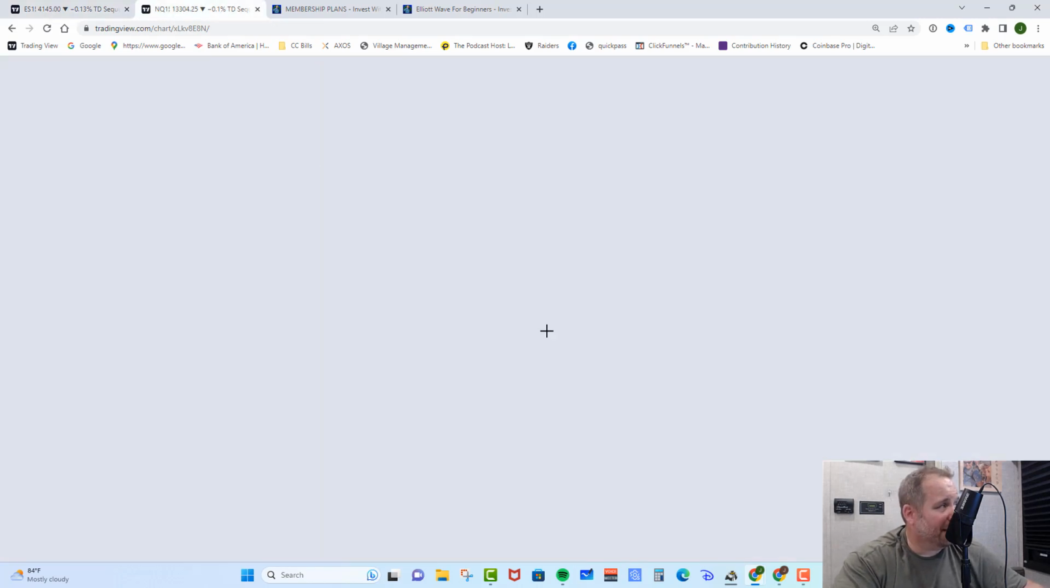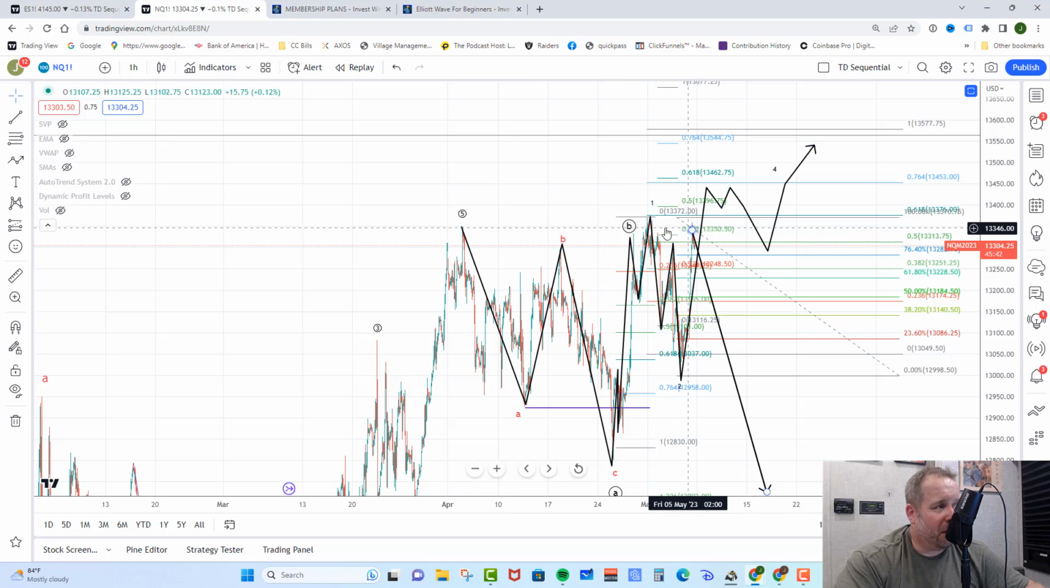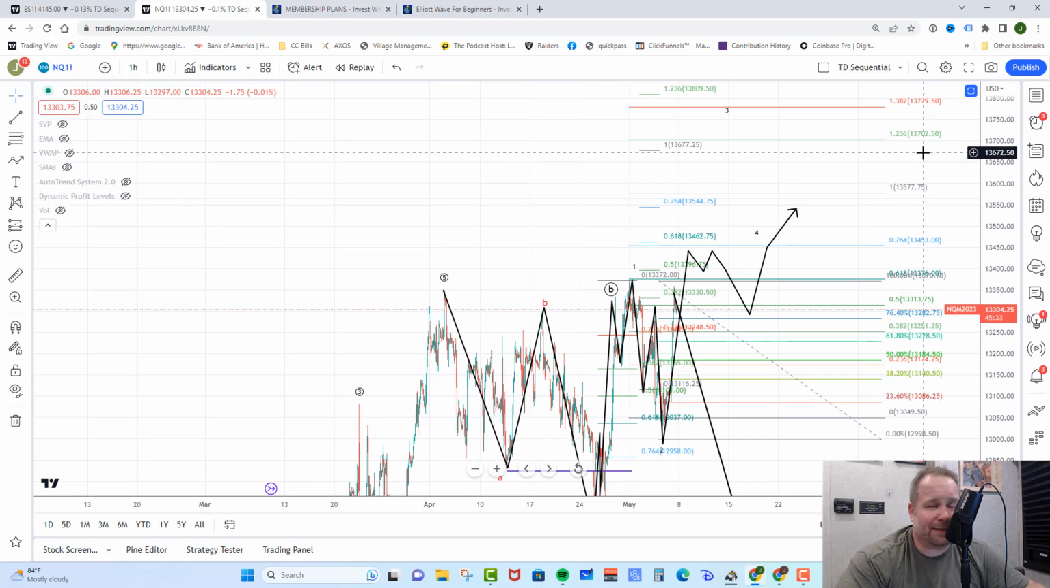Over on the NASDAQ, sitting more bullishly, already at the top of its move, looking to break out. If they can push up over 13,453, we should expect a direct move toward 13,702 for the NASDAQ to break out to the upside.